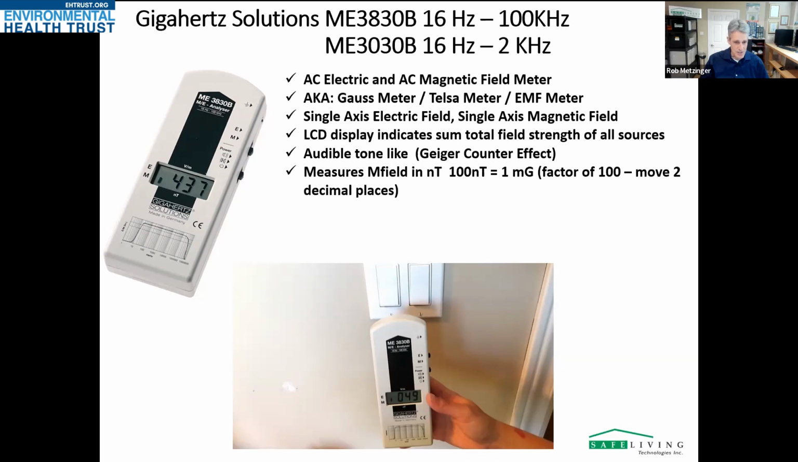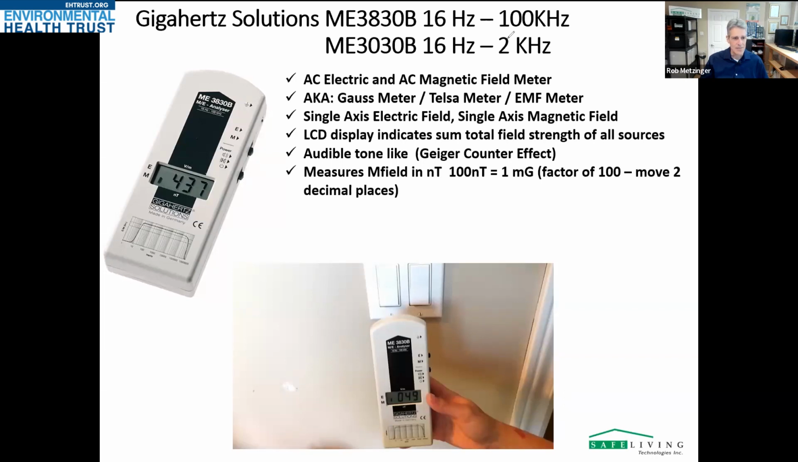It measures magnetic fields in nanotesla. These are German meters, and they measure in nanotesla. But 100 nanotesla is 1 milligauss, so basically it's a factor of 100. You would just move 2 decimal points in order to get that in milligauss.